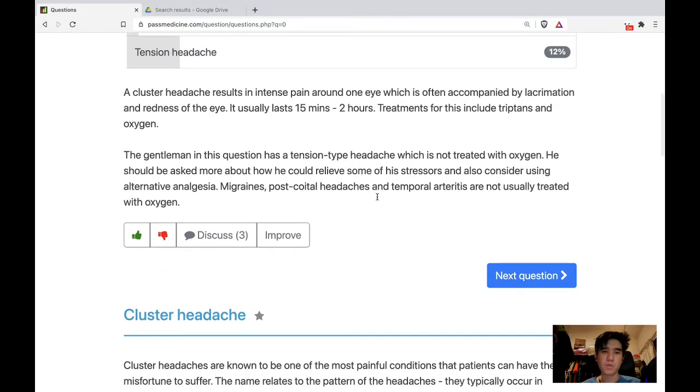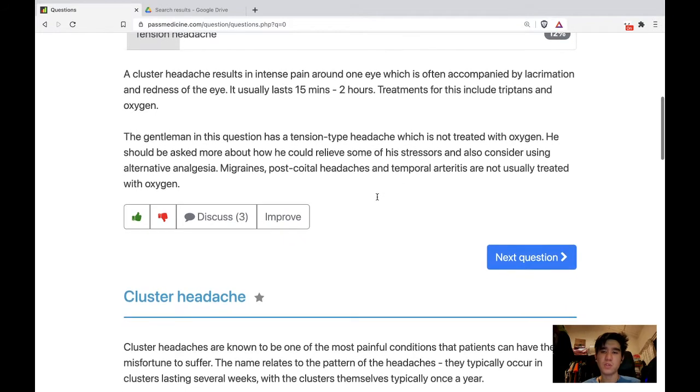The gentleman in this question has tension type headache, which is not treated with oxygen. He should be asked more about how he could relieve some of his stresses and also consider using alternative analgesia. Migraines, postcoital headaches, and temporal arteritis are not usually treated with oxygen.